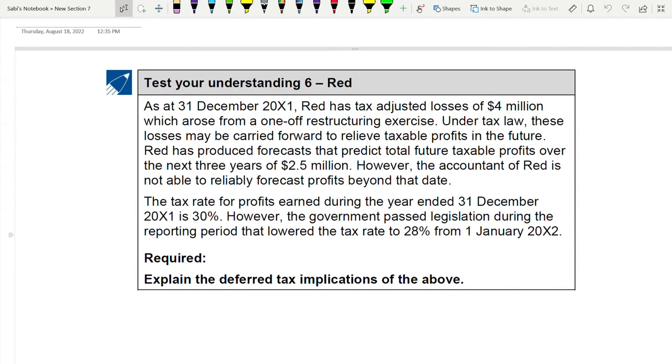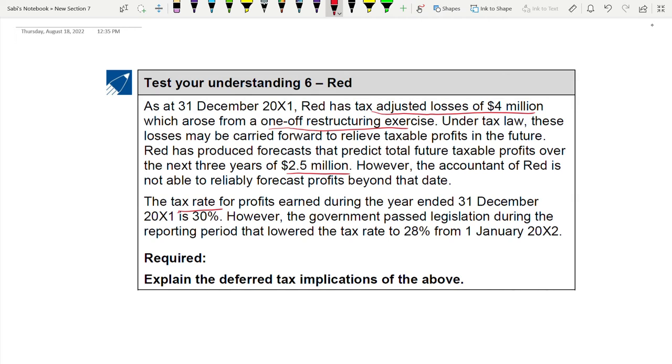So in this question, we are going to do a carry forward tax losses question. As at 31st December 2001, Red has tax adjusted losses of 4 million, which arose from one restructuring exercise. Under tax law, these losses may be carried forward to relieve taxable profit in the future. Red has produced a forecast that predicts total future taxable profit over the next 3 years to be 2.5 million. However, the accountant is not able to reliably forecast profit. The tax rate is 30%. However, the government passed legislation during the reporting period that lowered the tax rate to 28% from 1st of Jan 2002.